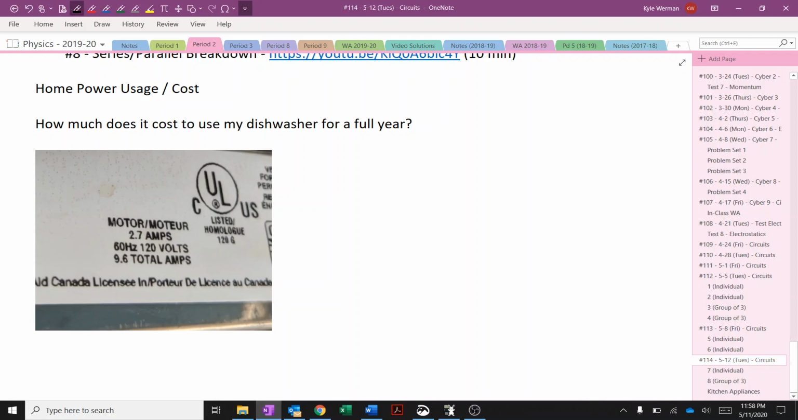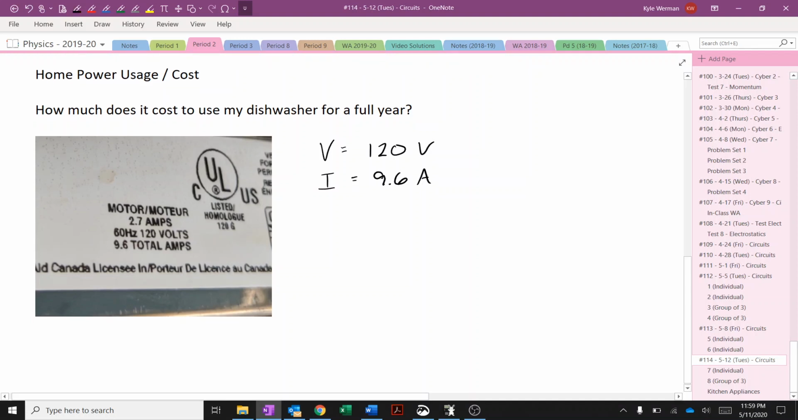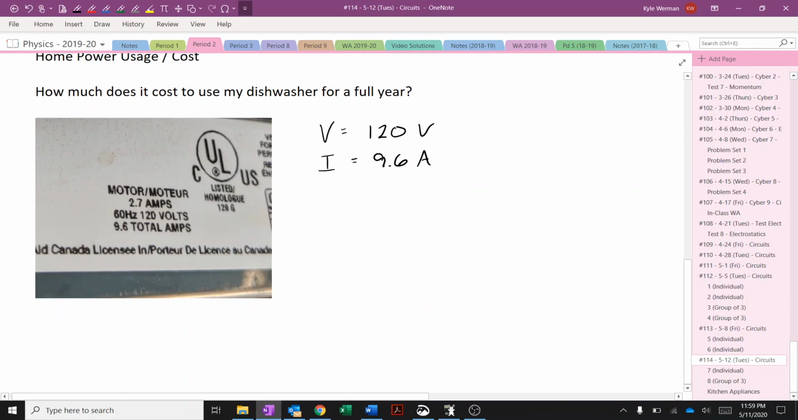So just by looking at the label, I know I'm plugged into my home, so I have a 120 volt supply, and amps is current, right? So I know that I'm getting 9.6 total amps of current when my dishwasher is running. And so that's probably when it's doing its full heating cycle. It might not always draw that, but let's just use that large value to go from here.